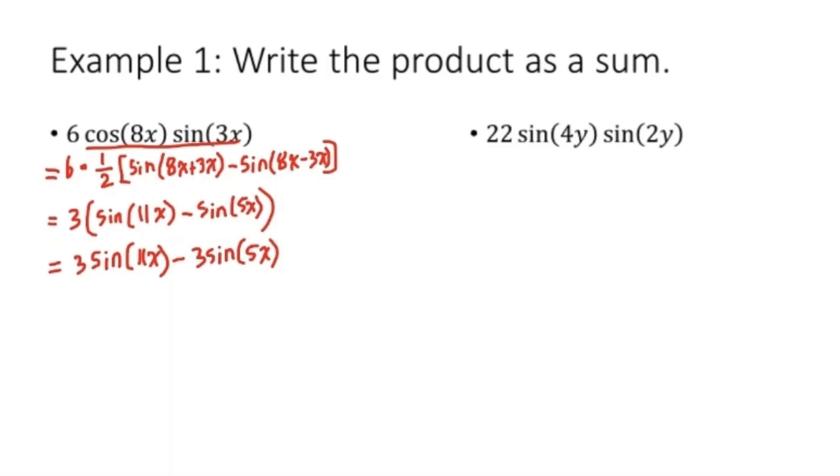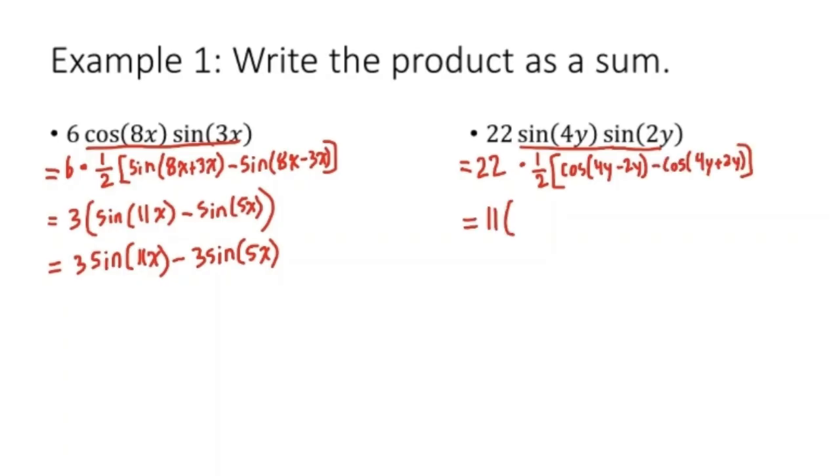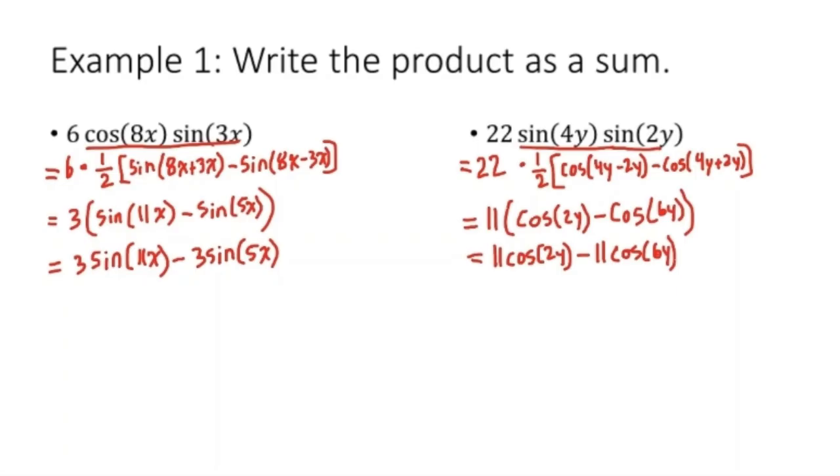Next, 22 sine 4y times sine 2y. Here, we're going to apply the second product to sum formula. We'll leave the 22 off to the side and focus on the sine 4y, sine 2y. That will become 1/2 times cosine of 4y minus 2y minus cosine of 4y plus 2y. 22 times 1/2 is 11. 4y minus 2y is 2y. 4y plus 2y is 6y. And then we can distribute in the 11. We get that 22 sine 4y times sine 2y equals 11 cosine 2y minus 11 cosine 6y.